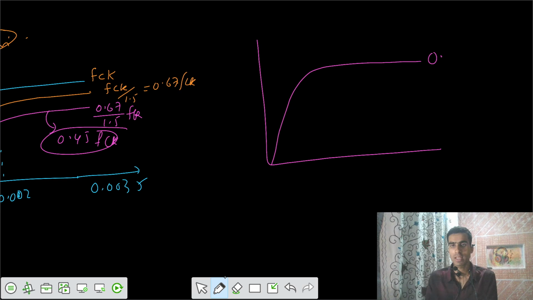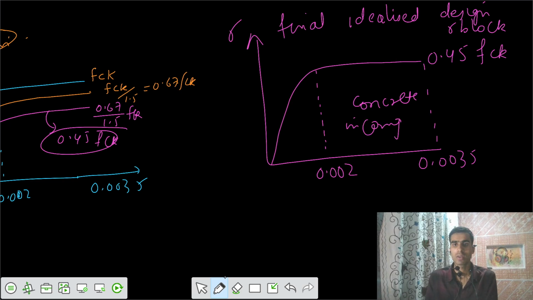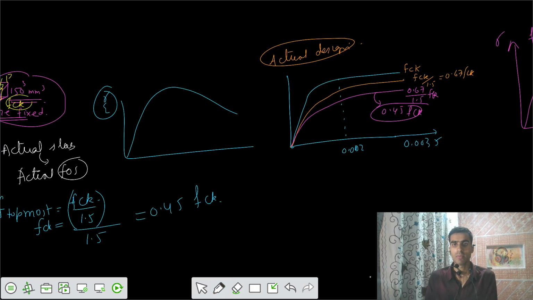So with the design strength value of 0.45 FCK, and the strains, we know the strains are the same, 0.002 and 0.0035. So this is your final idealized design stress block for concrete in compression. So let's take that now. Finally, I would say the stresses are 0.45 FCK.